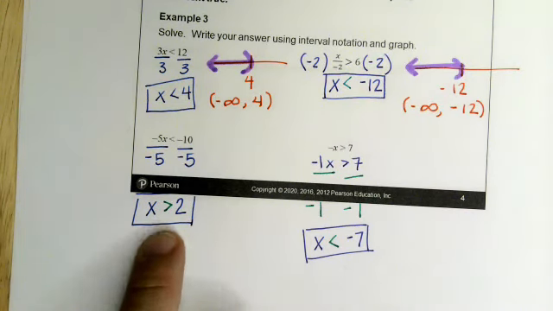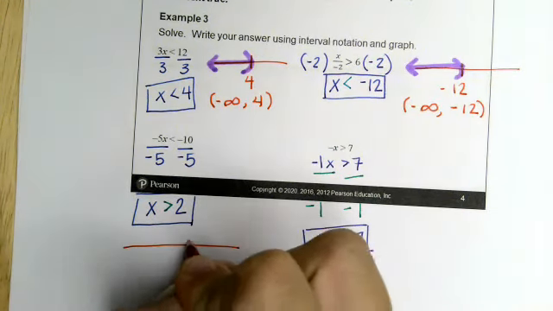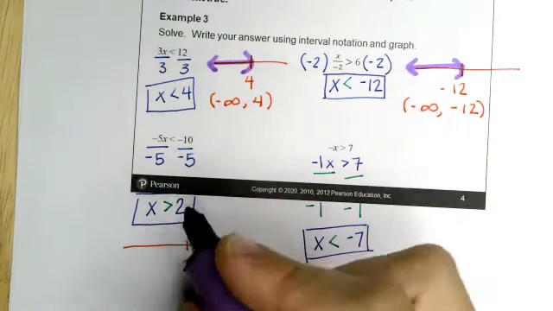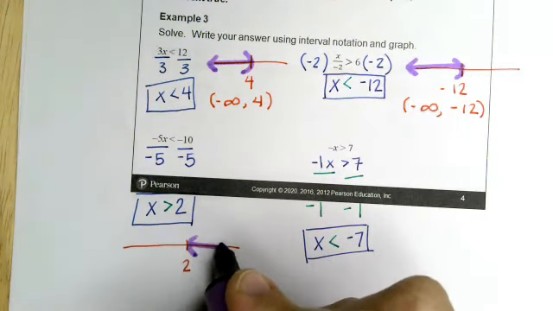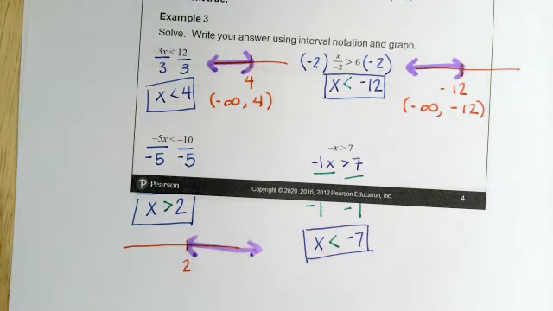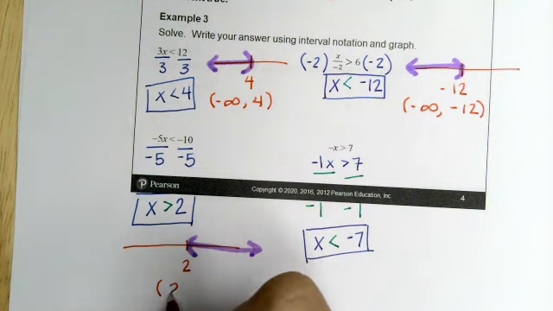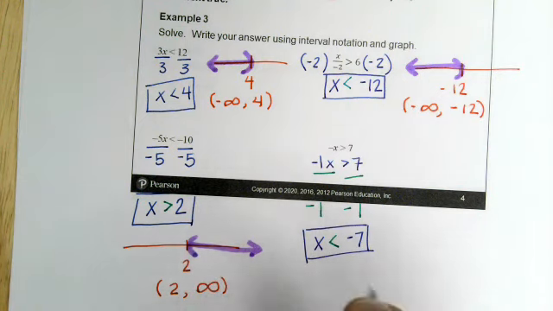X is greater than 2. Here's 2. Every number bigger or greater than 2 will be that way. So my interval notation will start at 2 and go forever. Infinity never gets a bracket. It always gets a parenthesis.